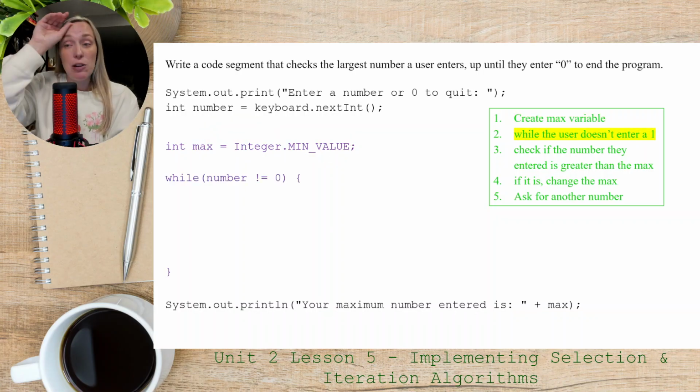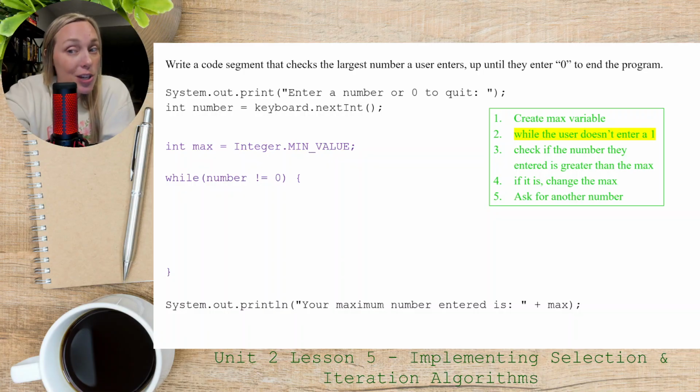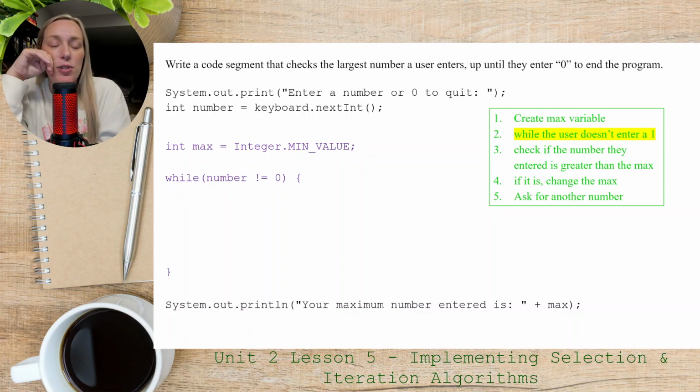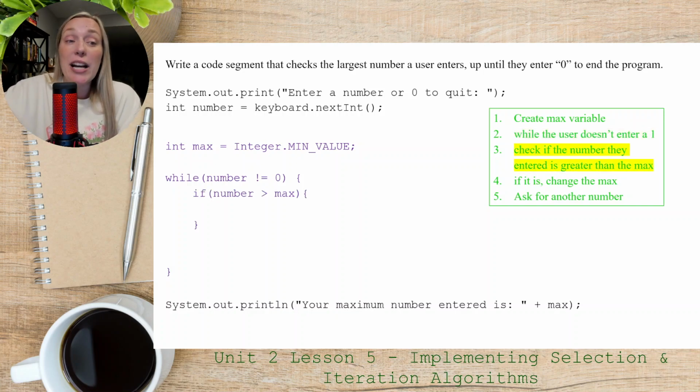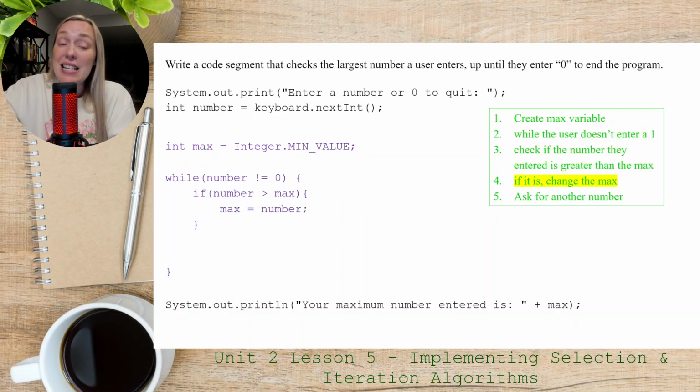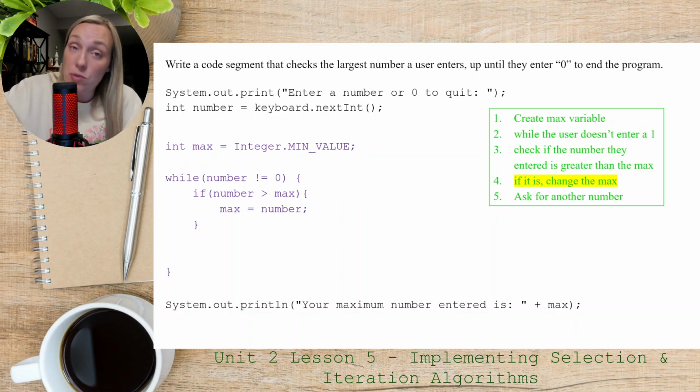While the number is not equal to 0, because they enter 0 to quit, ignore the pseudocode steps there. But while the number is not equal to 0, we want to check if the number the user has entered is greater than the max. Because if it is, we want our max to be that new number, because we're looking for the maximum value. So we want to change the max.